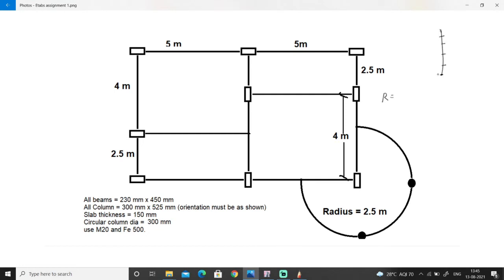So how many lines am I getting along the R direction? 1 2 3 4 5 and 6. I need to define 6 R lines at a spacing of 0.5 meter. Hence I will cover a radius of 2.5 meters. So there will be 6 R lines.